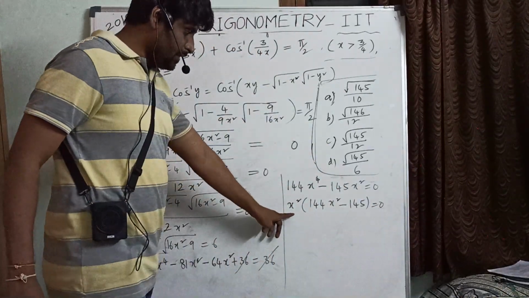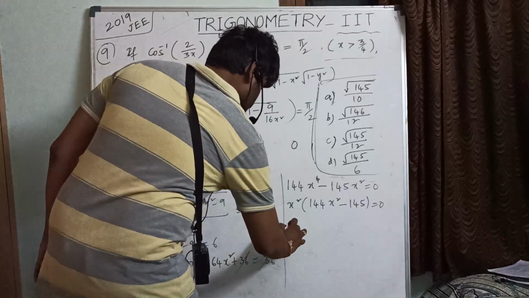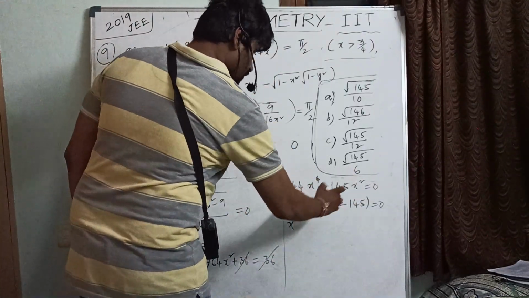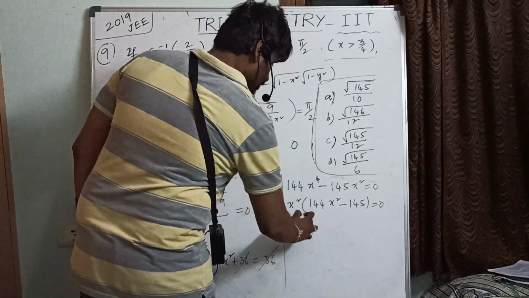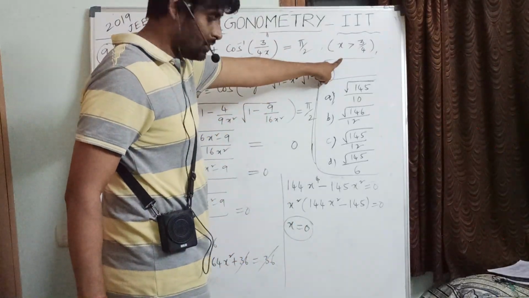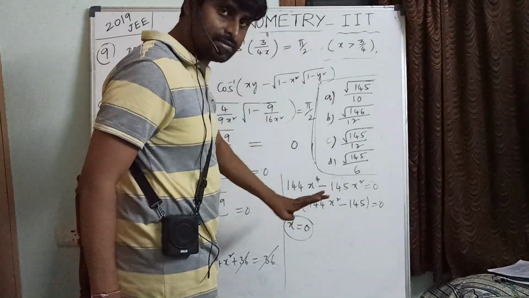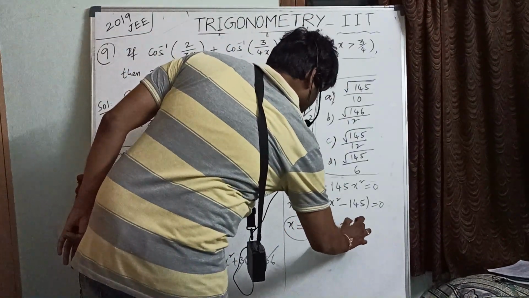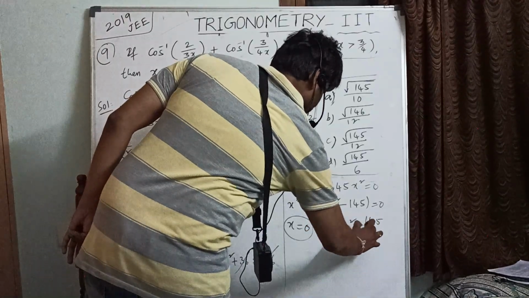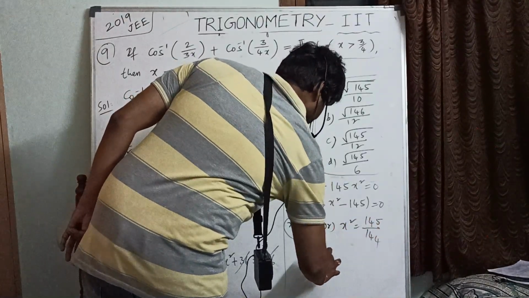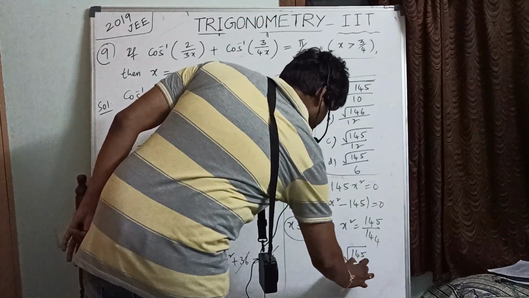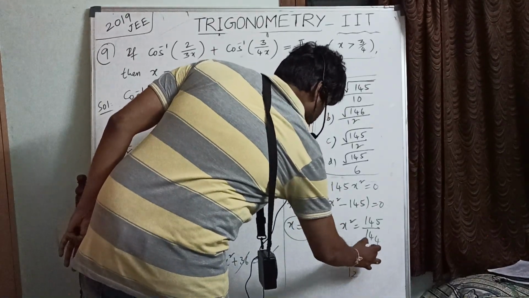Okay, so from this what can I get? x equal to 0, x square equal to 0, or this one equal to 0. Whenever x square equal to 0, x also will be 0, but x must be more than 3 by 4. So I can take the value from this. Okay, so what will I get? x square value here, 145 by 144. So finally what is the value of x? Root 145 by root of 144, 12.